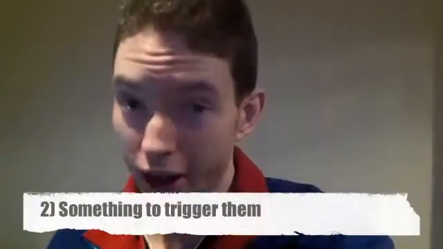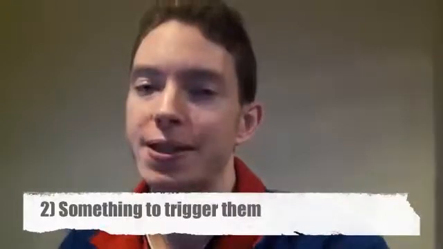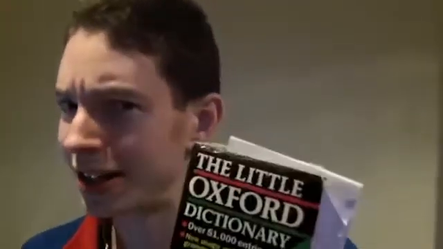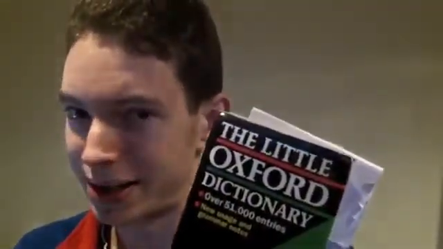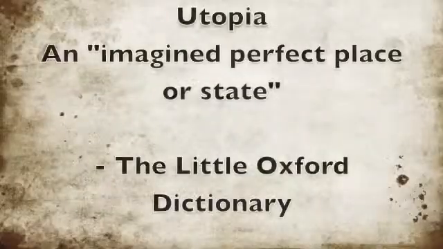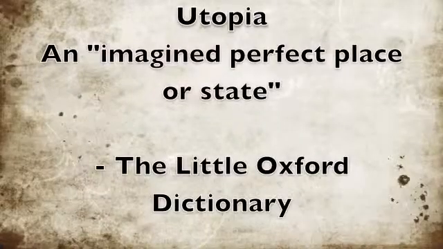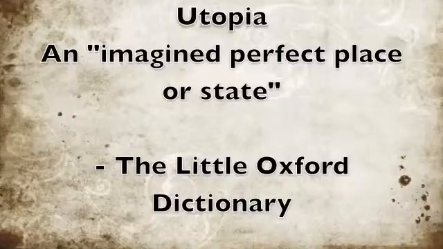They also need to have a trigger, something to set these whole worlds into motion. That trigger could be a utopia, could be the brainchild of a genius scientist who thinks to do something slightly differently or to use this certain technology to make the world a better place. So what actually is a utopia? Let's turn to my trusty little old, decrepit dictionary and see what it has to say. Utopia: an imagined perfect place or state, says the Little Oxford Dictionary.